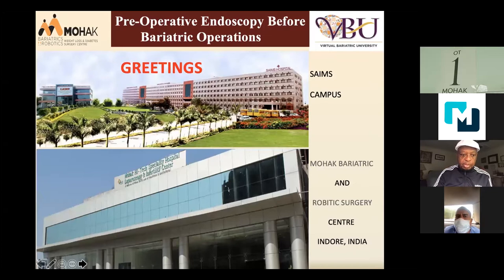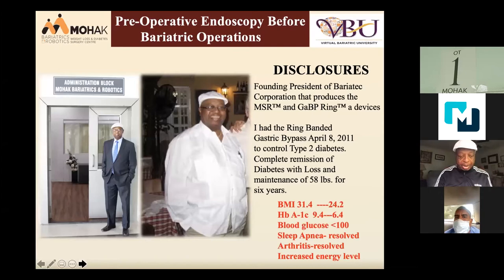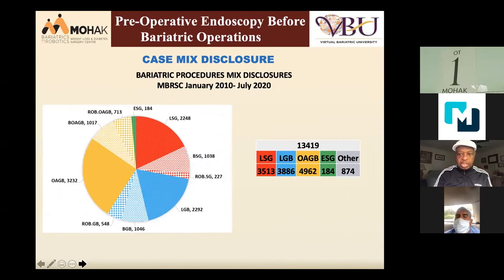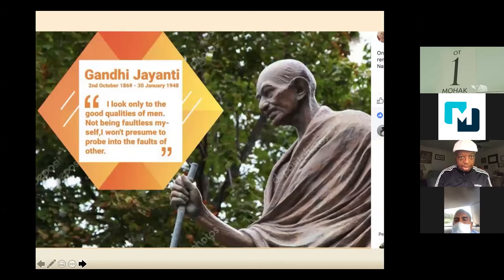Okay. Thank you. Greetings from Sames and Mohak. And for my own personal disclosure, I had a gastric bypass for diabetes, and I'm doing well. This is the case mixture for Mohak, as IFSO has required us to disclose this when we do it. At Mohak, we've done almost 14,000 cases to date. We do a variety of cases. And this is my famous quote from Mahatma Gandhi. I look only to the good qualities of men. Not being faulted myself, I won't presume to probe into the faults of others. I try to live by that.